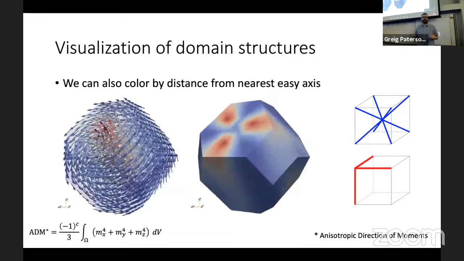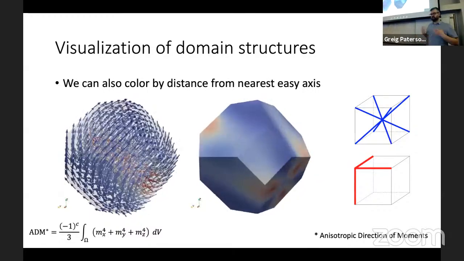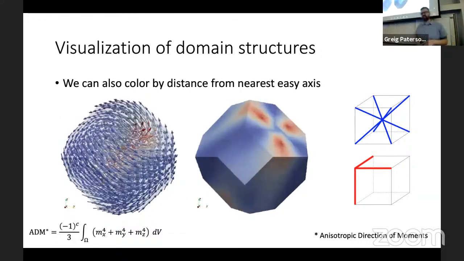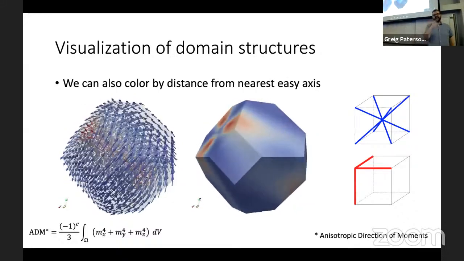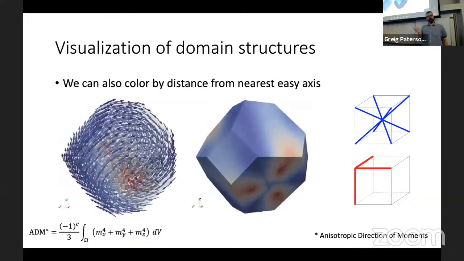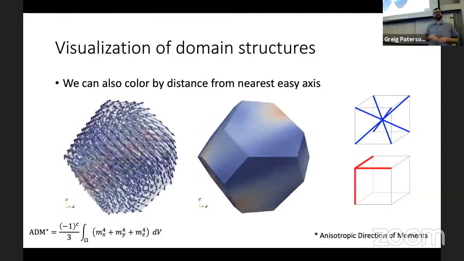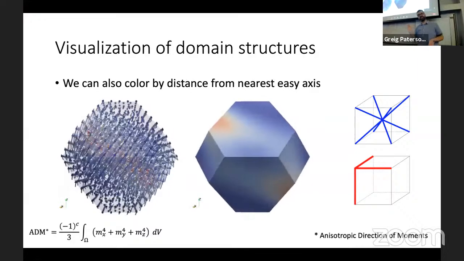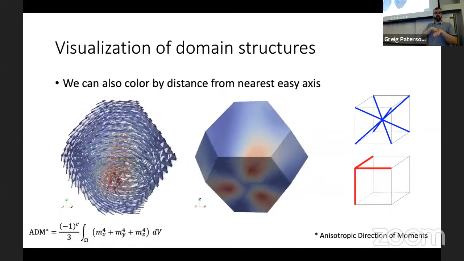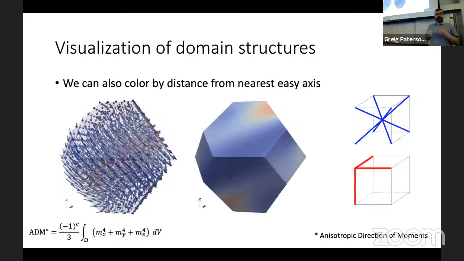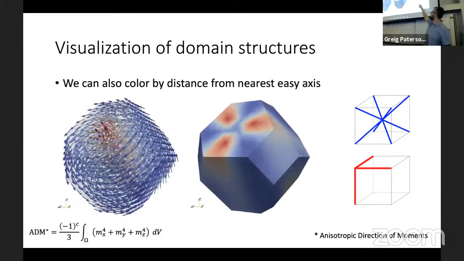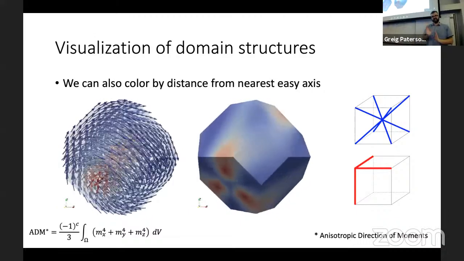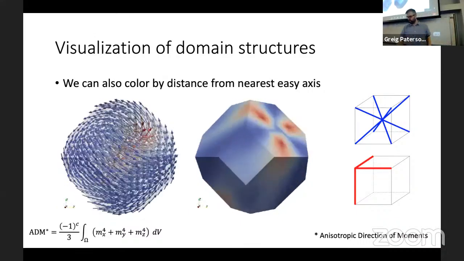There are various other quantities that we can calculate. There's a quantity that we define as anisotropic direction of moments, or ADM. What that really is, is just a measure of how far any one of the magnetization vectors in our vector field is from one of the magnetocrystalline easy axes. In magnetite, the easy axes point along one of the cubic diagonals. And then the hard axes, the things in red, point along one of the cubic edges. By plotting these things, we can reduce the complexity that we see in our models.